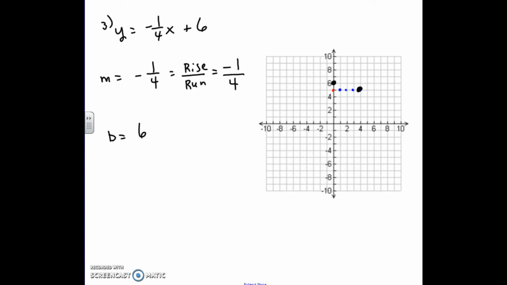Then I graph that line. Draw that line, connect those 2 points. And you put arrows on each end. And that is graphing using the slope-intercept form.